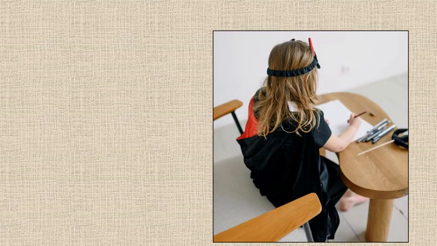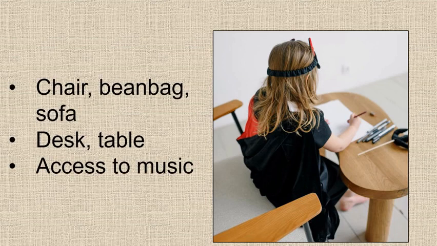Furniture is another key factor in creating your calm corner. The size of the space will determine what you can include. As a minimum, you'll need a seating area, a small desk which also can be useful for any self-reflection or drawing activities, and a listening booth for access to music or relaxation activities.